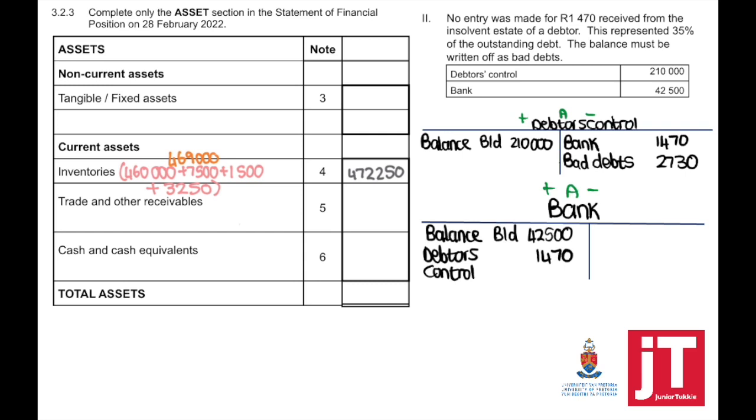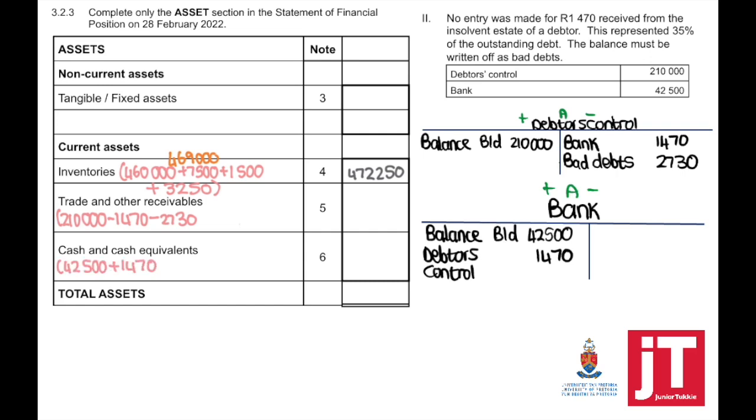Bank, they didn't say it's an unfavorable bank balance or bank overdraft, then this is regarded as an asset. We start with the balance brought down and 1,470 must be added to it. So in trade and other receivables, make sure that you show your calculation. 210,000 minus the amount received minus the bad debts.